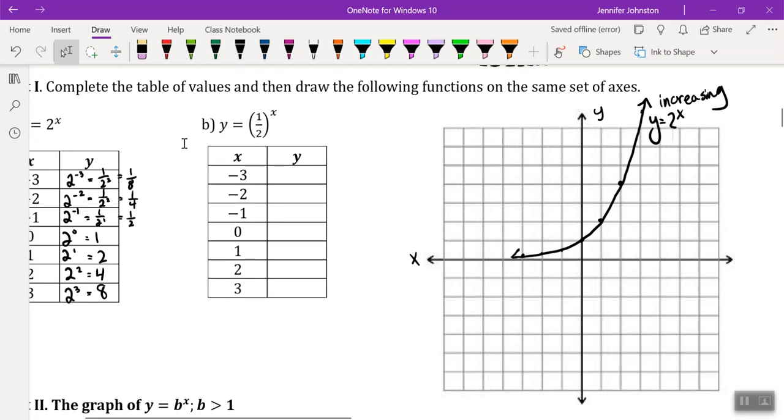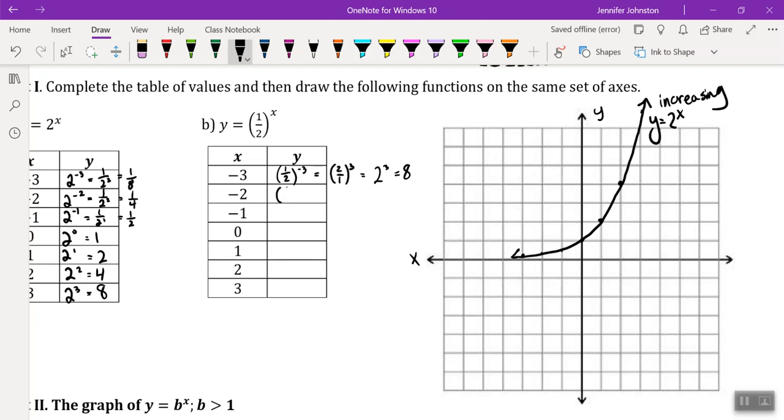Next, go ahead and try this one. I'll start you off though. So here again, we have 1 over 2 to the -3. And anytime we have a negative in the exponent, it flips the fraction and becomes a positive to get to the power 3, which is 8.